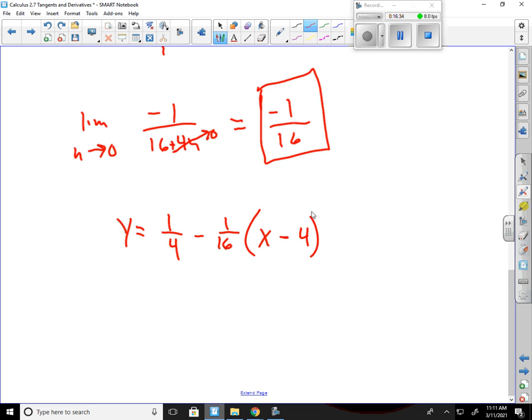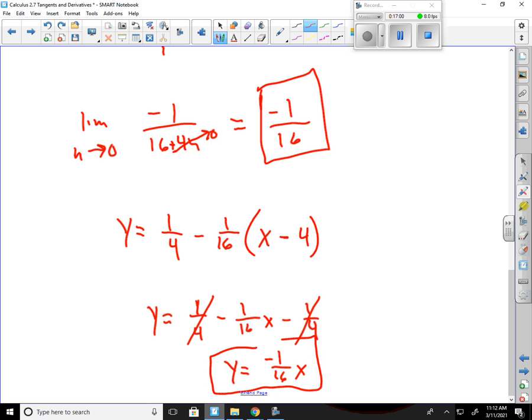And that all just came from this step here. Now multiply this out. That gives us y equals 1/4 minus 1/16 x minus 1/4. Those cancel each other out. And I have y equals negative 1/16 x. And that's the equation of my tangent line.